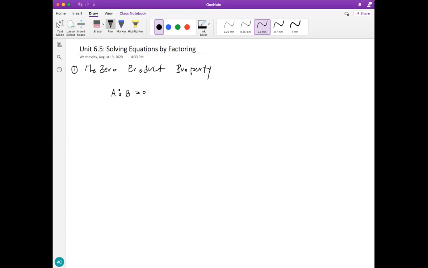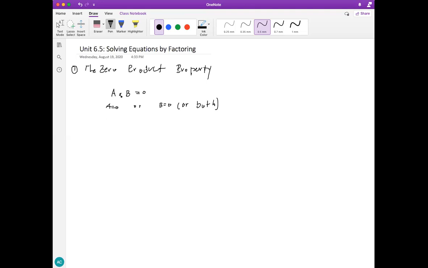If you have two expressions or three or more, and when multiplied, their product is 0, that means at least one of those has to be zero. So this means a equals 0 or b equals 0. So at least one of them has to be 0, if not both. If both are 0, their product will also be 0 because 0 times 0 will be 0. So this is a very important concept we're going to be using to see how to solve quadratic equations by factoring using the zero product property.